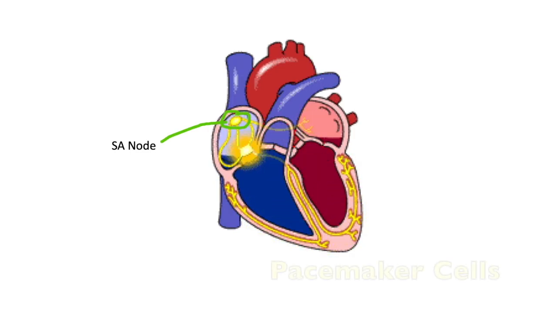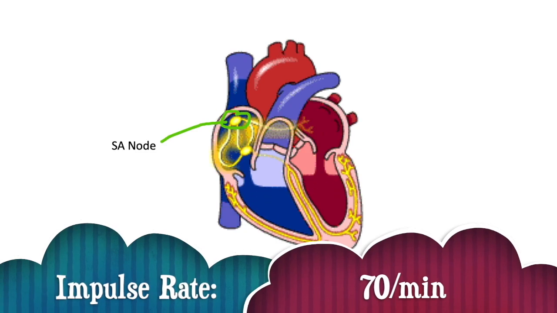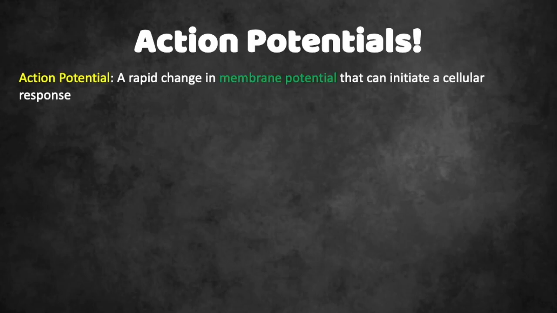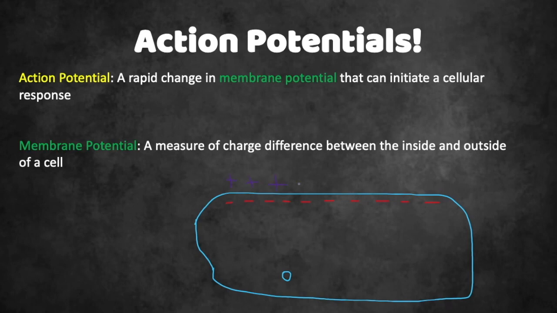The SA node contains pacemaker cells which generate a signal at about 70 impulses per minute. This electrical signal occurs in the form of action potentials. An action potential is a rapid change in membrane potential, and membrane potential is just the difference in charge between the inside and outside of a plasma membrane. Therefore, membrane and action potentials are a direct result of ion movement.